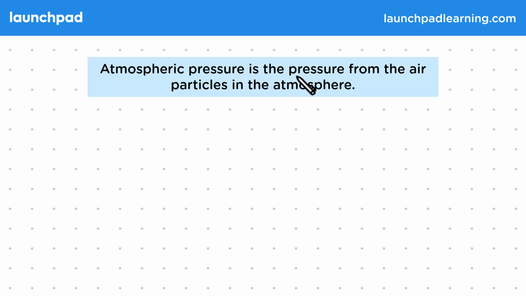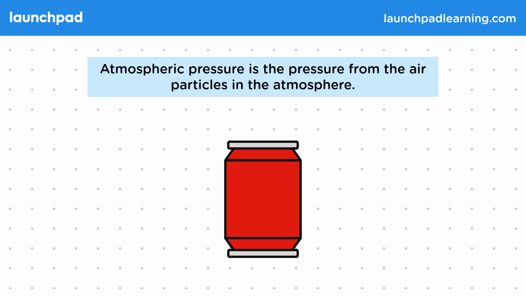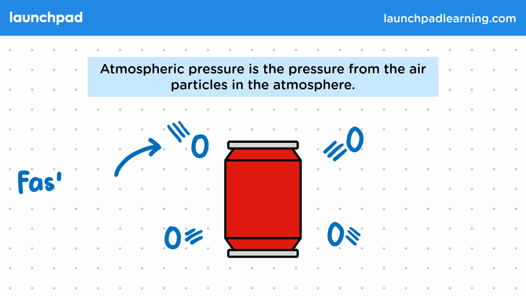Atmospheric pressure is the pressure from the air particles in the atmosphere. Remember that a pressure is a force spread out over an area. And air pressure is caused by gas particles colliding with us. So the can, in this example, experiences a pressure due to collisions from the air particles.